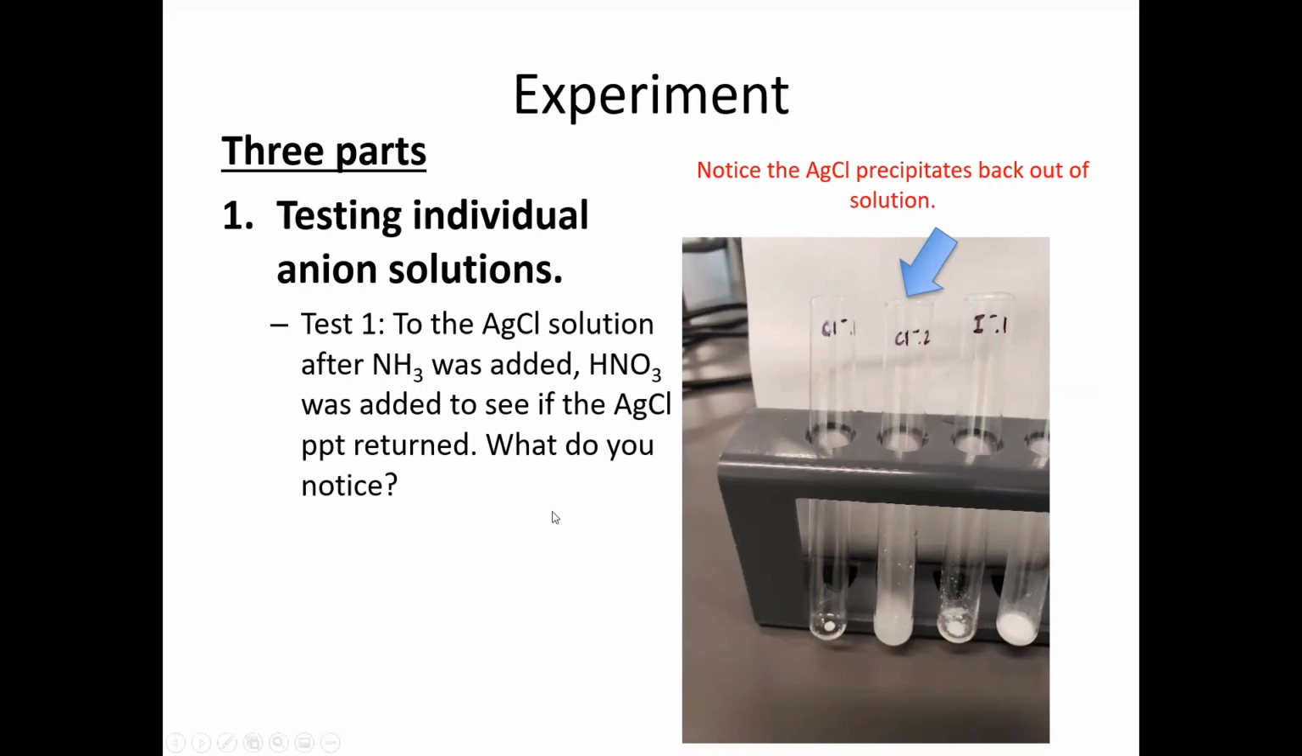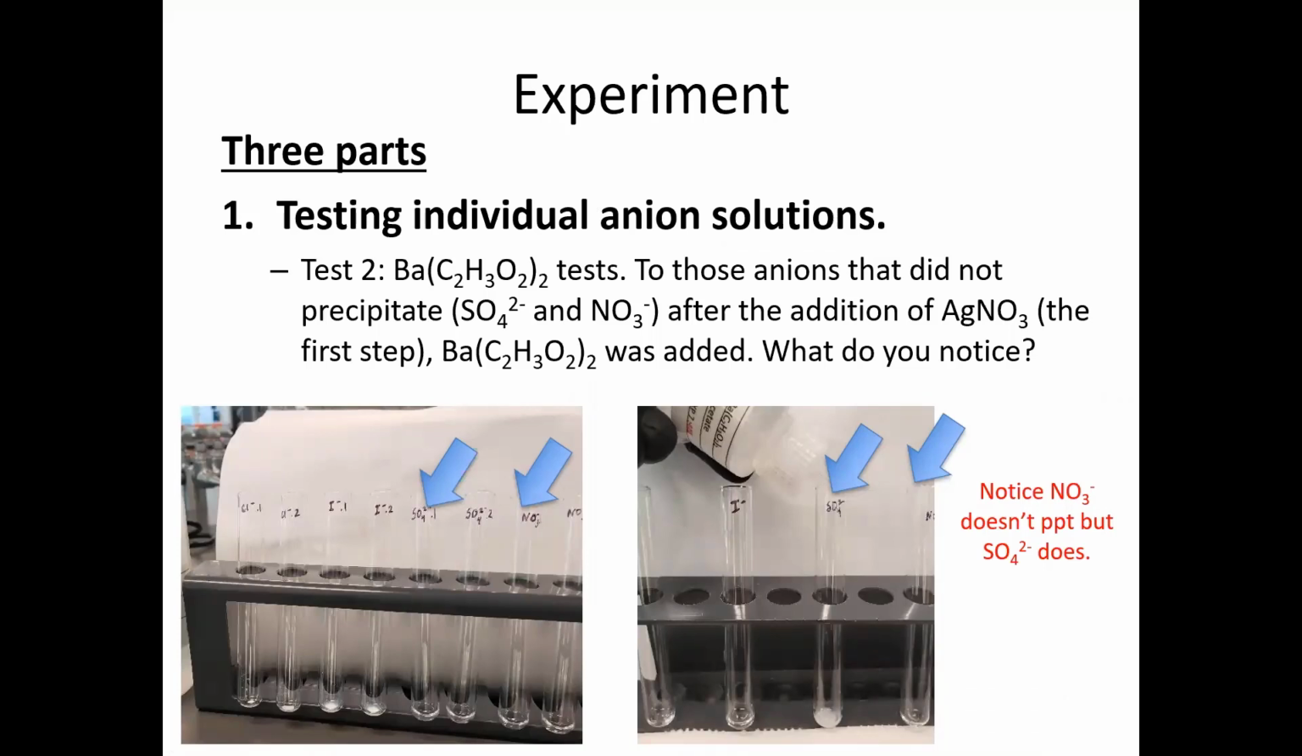soluble in water. The second test is the barium test. We can add barium acetate to those anions that did not precipitate. Remember what did not precipitate?